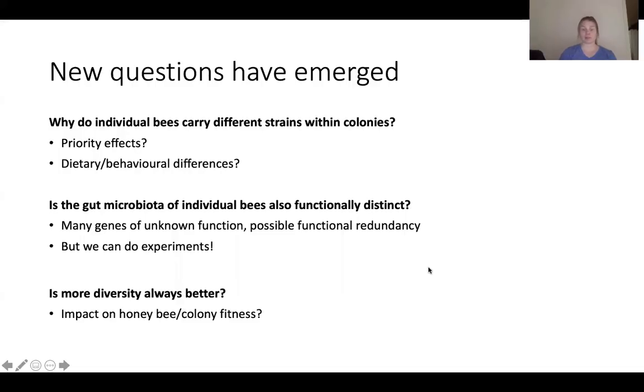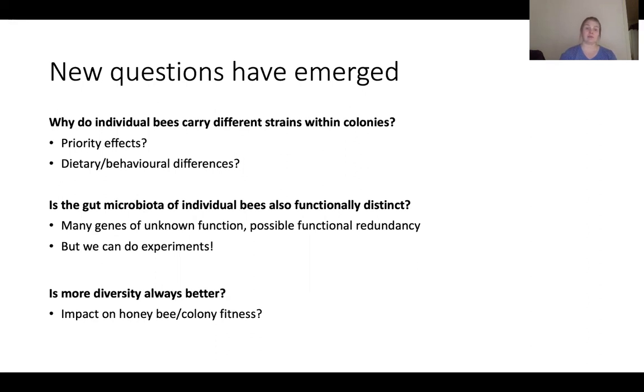Now, these two studies have raised a lot of new questions that we would like to look into in the future. We still don't know why individual honeybees carry different bacterial strains within the same colony. It's possible that this is to do with priority effects. In other words, the order in which newly emerged bees encounter bacterial strains in the colony. But it could also be that it has something to do with differences in diet or behavior.